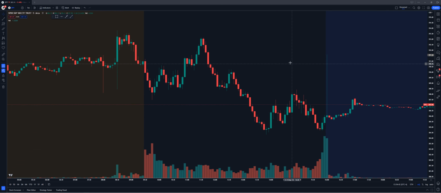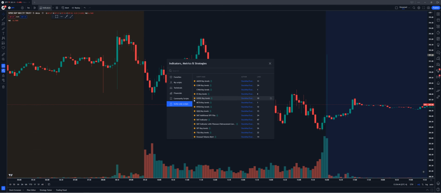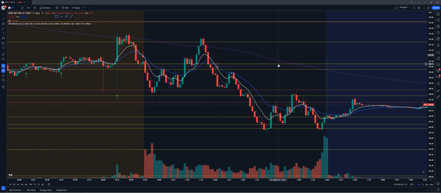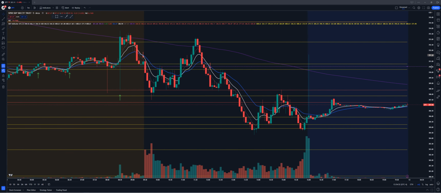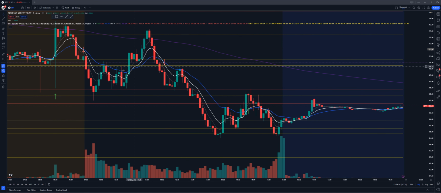Now that you have that, you're going to go to your indicators, and then your invite only scripts. Because I'm using SPY, I want to add the SMT indicator with Fibonacci retracements. You click on that, and you're going to see right away we have a ton of good stuff here. We have our crossovers, and our EMAs right here: your 9 and your 21 EMA as well as your 200 EMA.